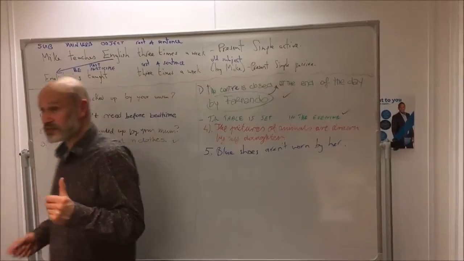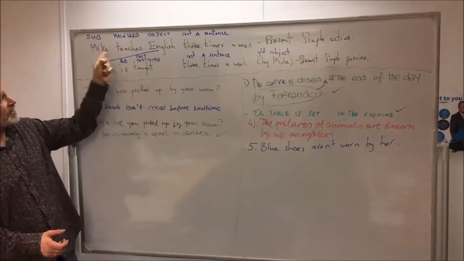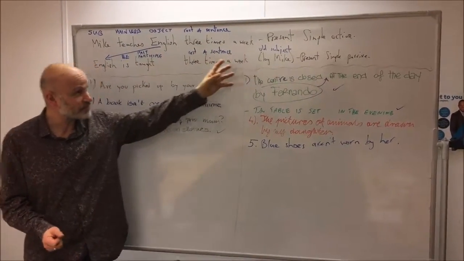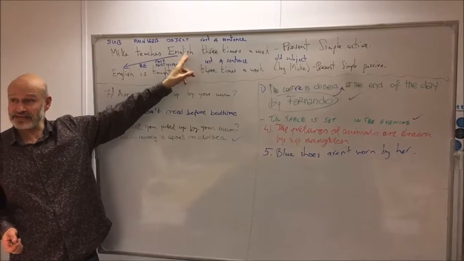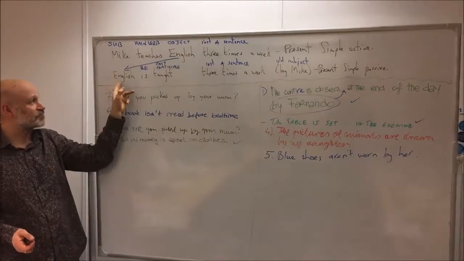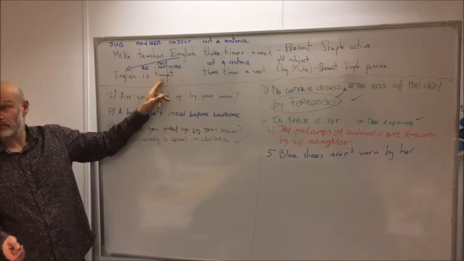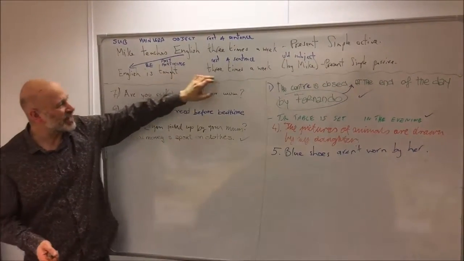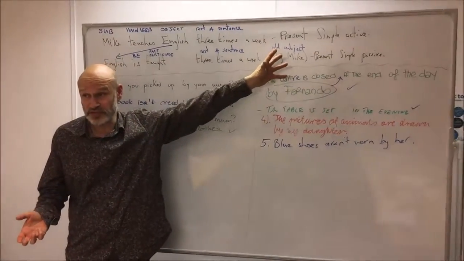Now over here are the example sentences that we were looking at. And just have a look at this example. Mike teaches English 3 times a week. It's in the active at the moment. Here's the object of the sentence. Now this object becomes the subject. We added the verb to be, and we then put in the past participle. And then we just added the rest of the sentence with the subject, the old subject, if you wanted to.